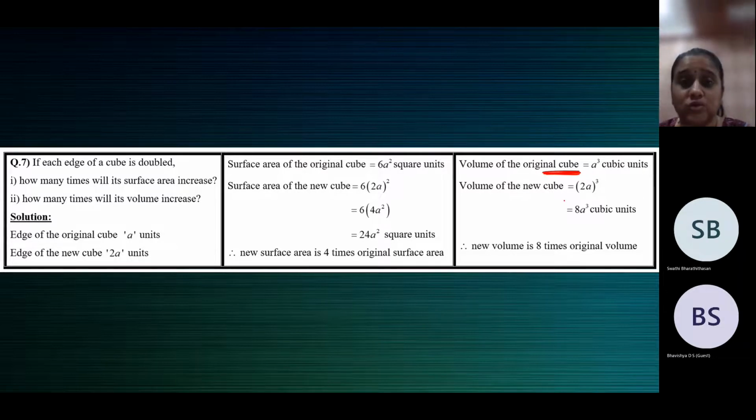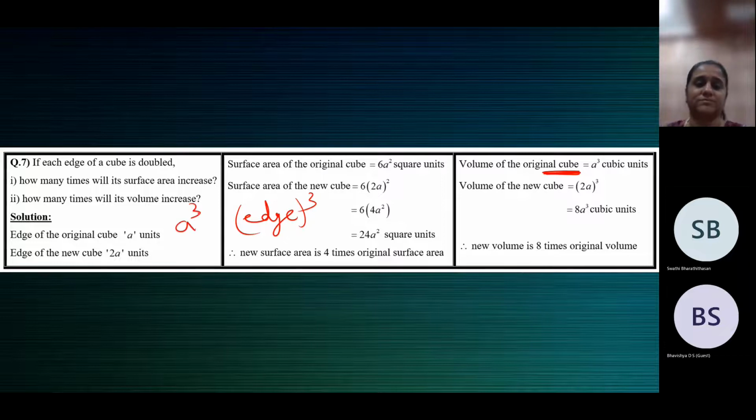The volume of the new cube is with the new edge. The volume of the new cube will be 2A the whole cube. What's the formula to find the volume of a cube? Edge cubed, edge the whole cube. Or we say side or A cube. So the side is 2A. It's not 2A cube like this, children.